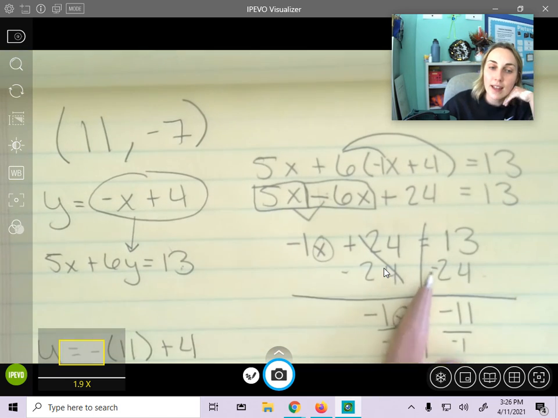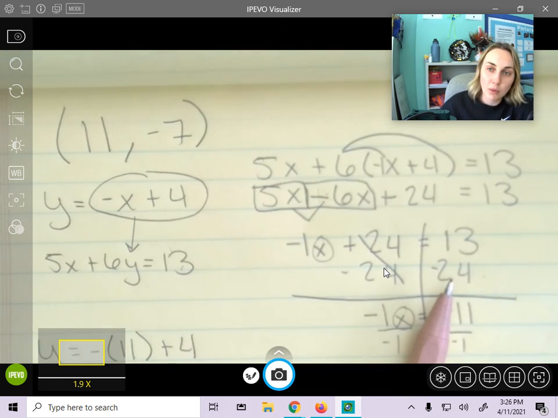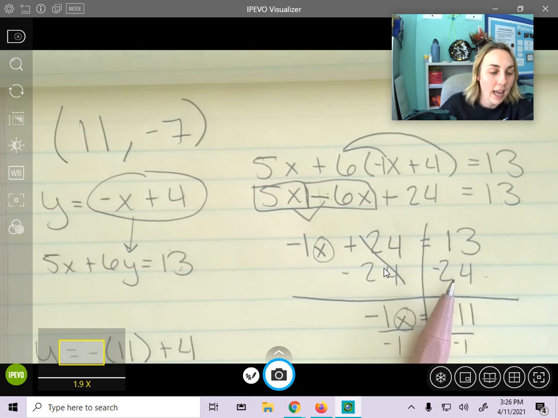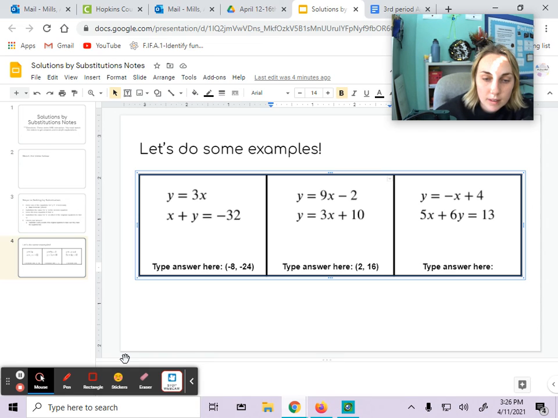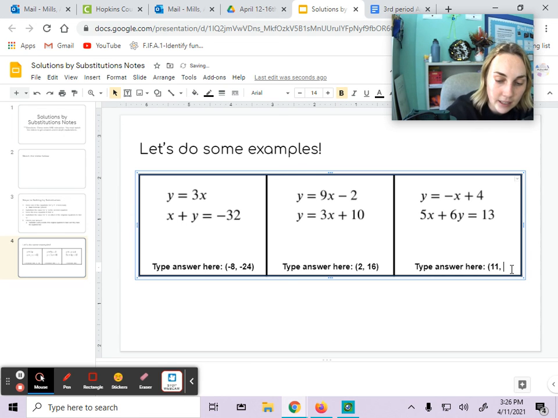And if I wanted to check that, I would plug that into both equations, just like I did on IXL AA1, to make sure that it works out. But I'm going to go in here, and I'm going to say my solution is 11 and negative 7.